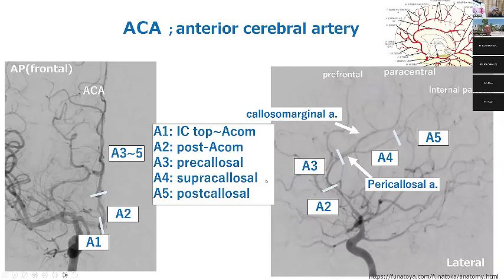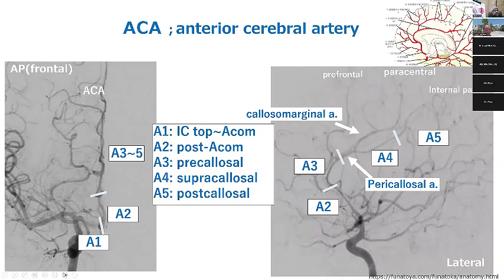The A3 portion refers to the pre-callosal area, the frontal side of the corpus callosum. A4 refers to the supracallosal segment, this is here and here. And A5 is the postcallosal segment. You can also see some cortical branches of the anterior cerebral artery. This is the prefrontal artery, this is the paracentral artery, and this is the internal parietal artery. This is the anatomy of the anterior cerebral artery.